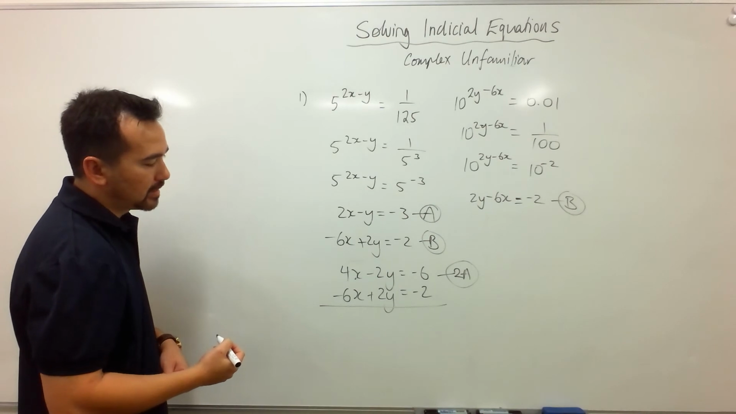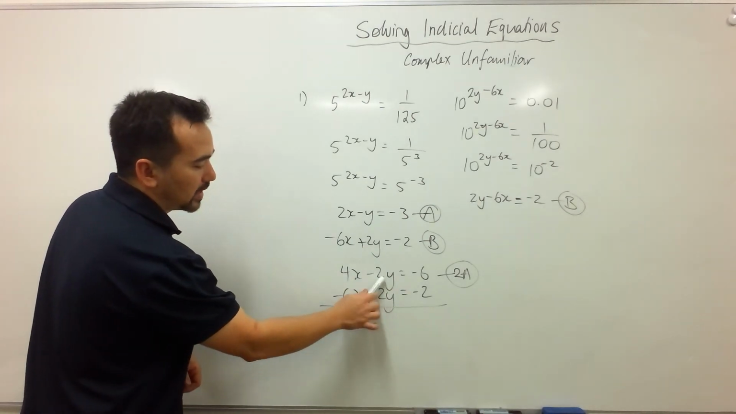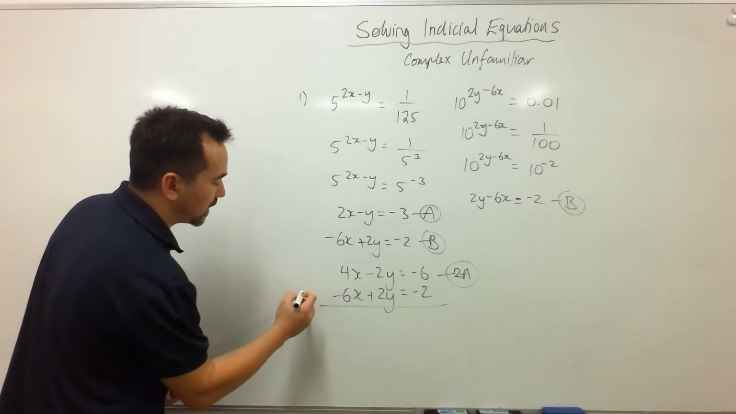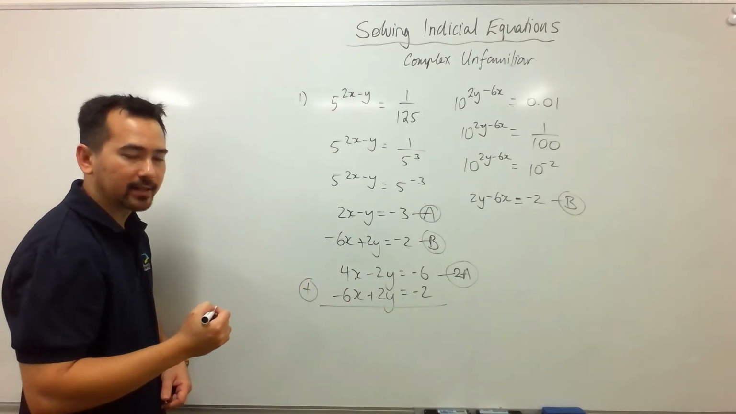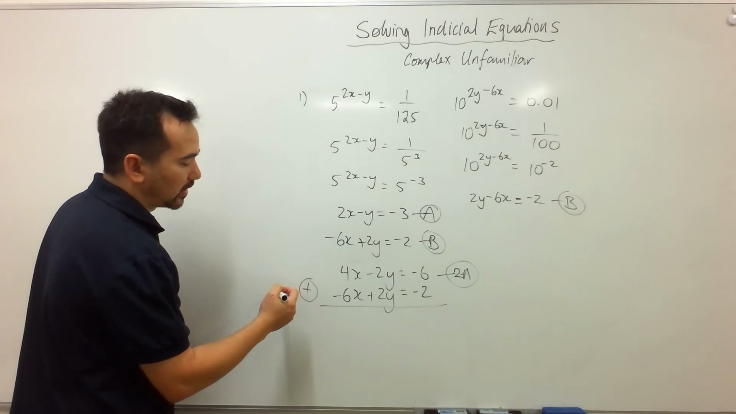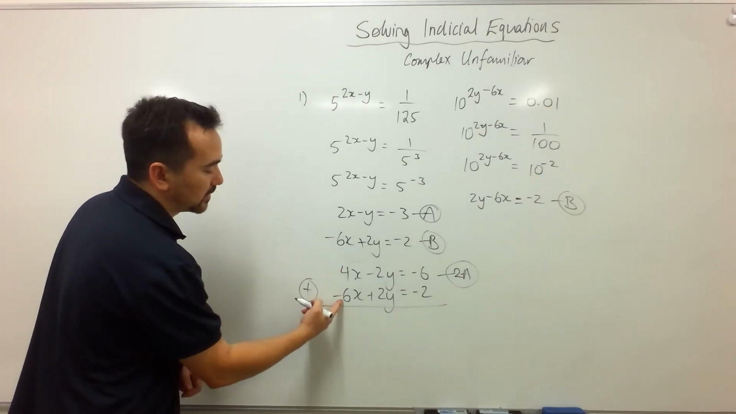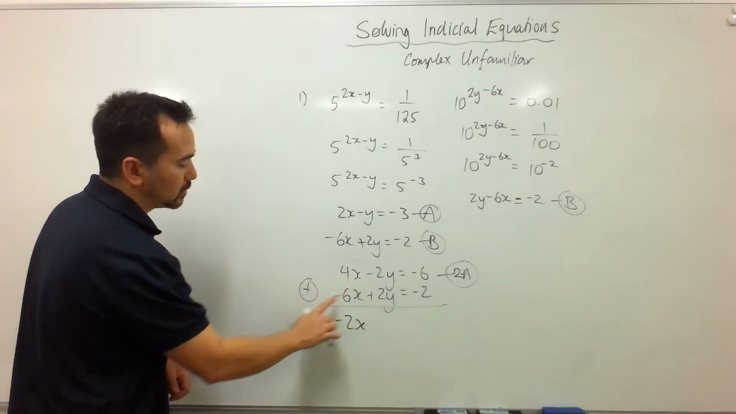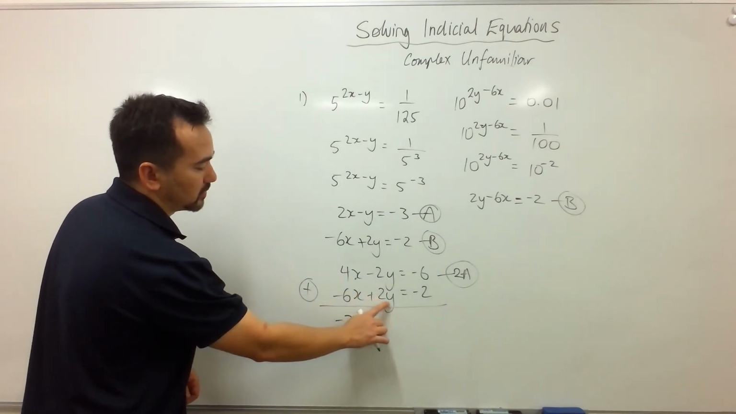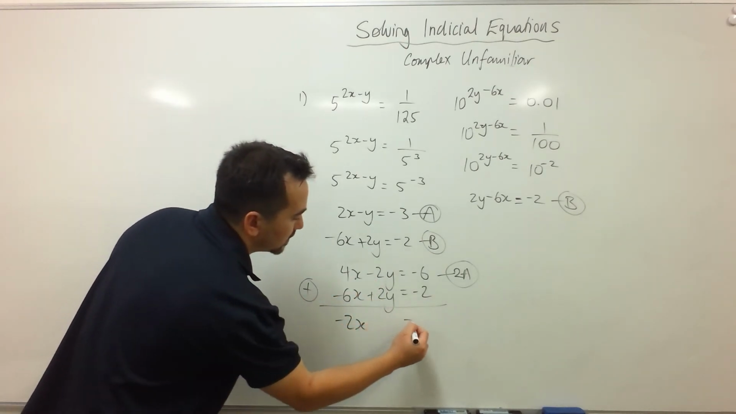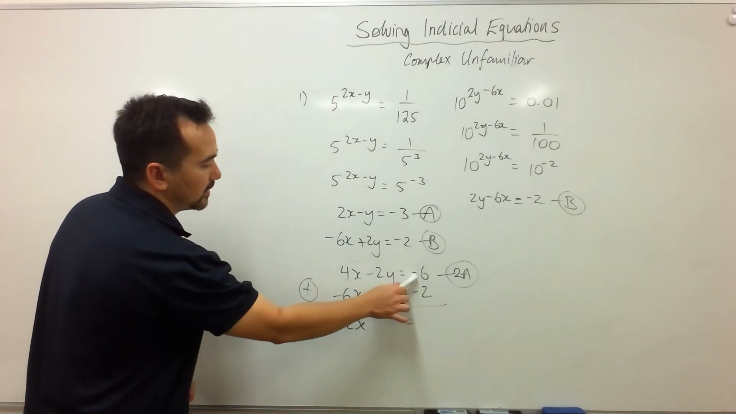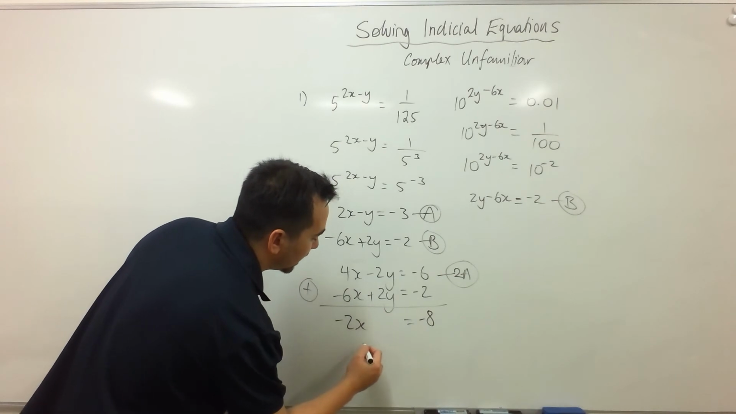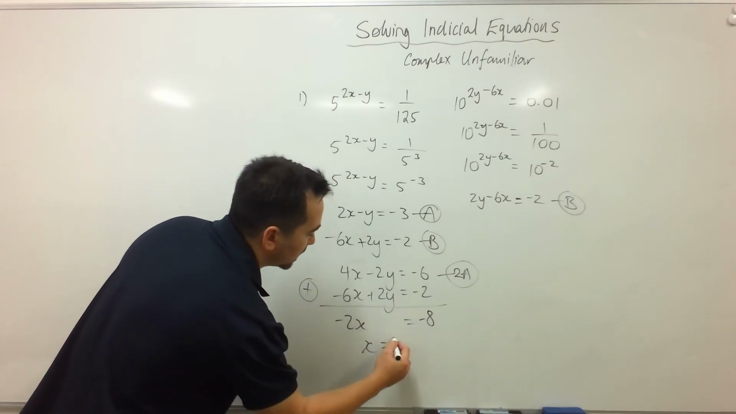And you can see my coefficients of y are now opposites, so I can add. Now, to eliminate the y's, I really need negative 2y plus 2y. So I need to add these two equations together. Alright, let's see how this works. 4 plus negative 6 is negative 2x's. Negative 2 plus positive 2y is 0 y's, and negative 6 plus negative 2 is negative 8, and that means x must be 4.